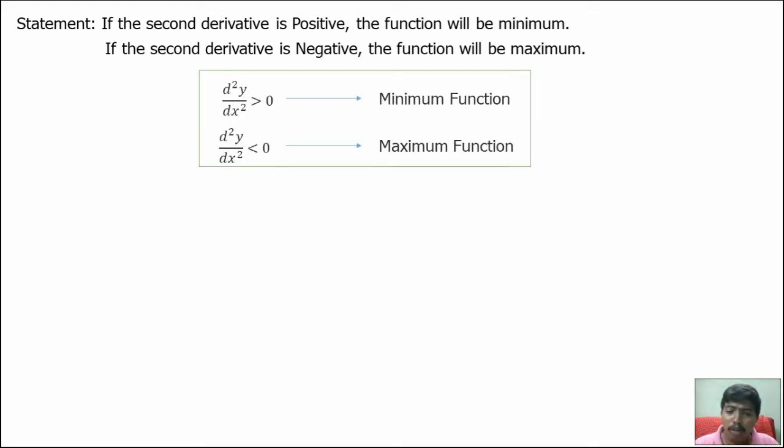If d square y by dx square is greater than 0, that means positive, the function is a minimum function. If d square y by dx square is less than 0, negative, the function will be a maximum. How is that? Let us take the function y is equal to x square.